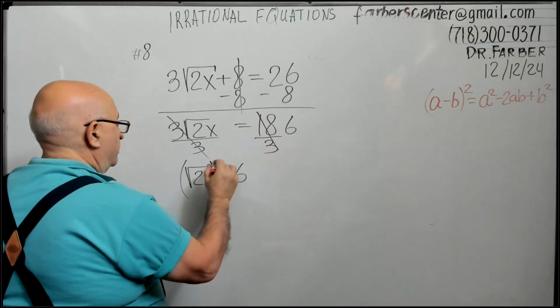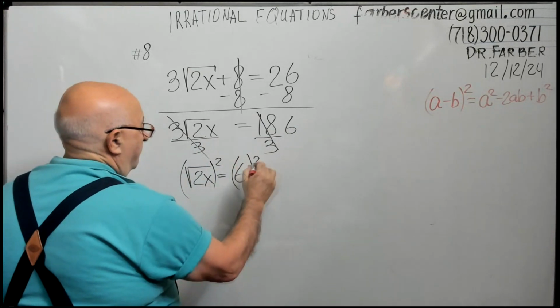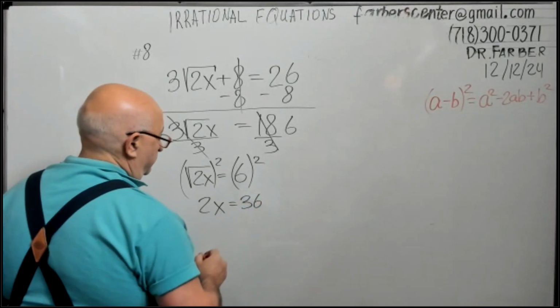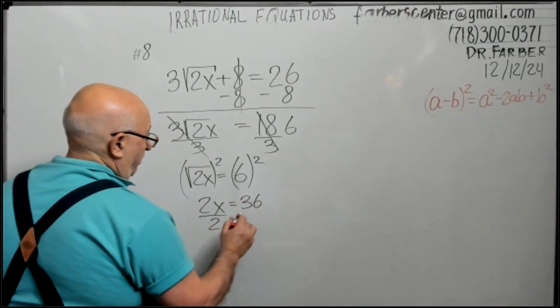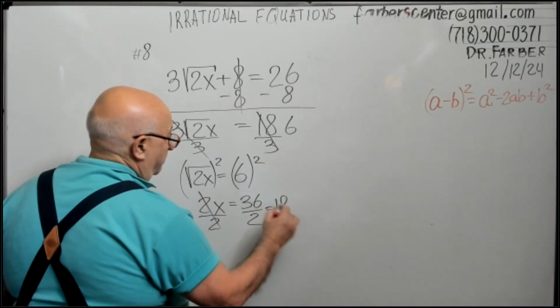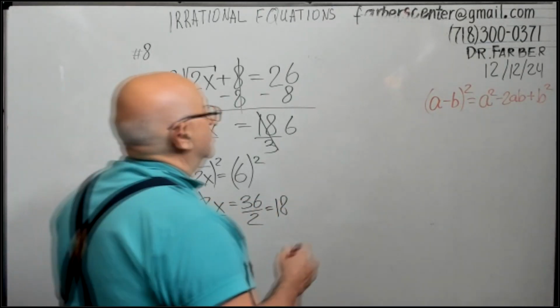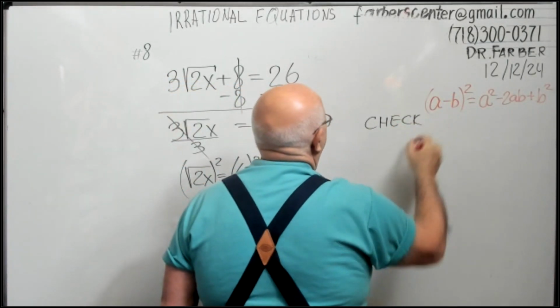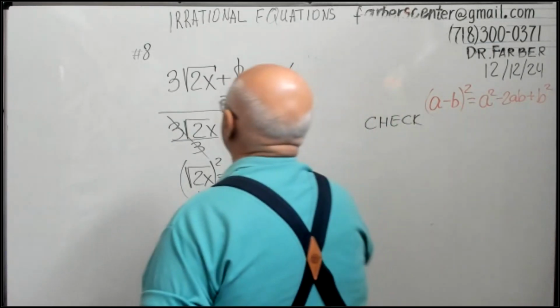Put both parts to the second power. I have 2x equals 36. Divide by 2. X equals 18. How to check? Take this 18, plug in over there.